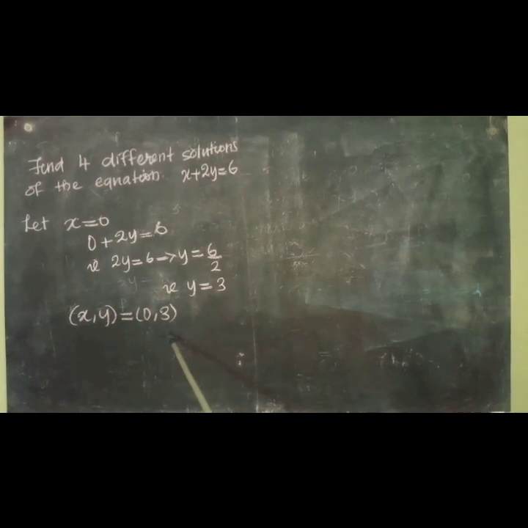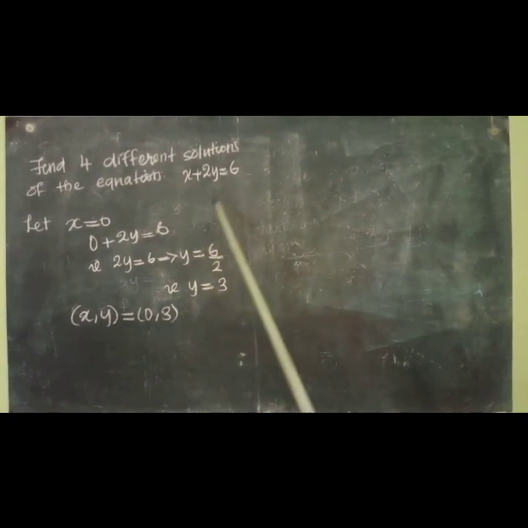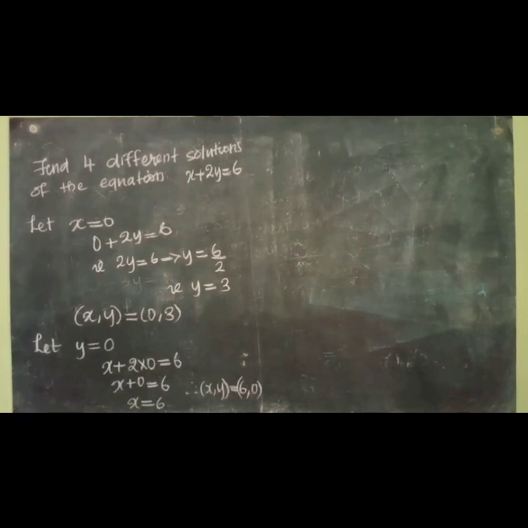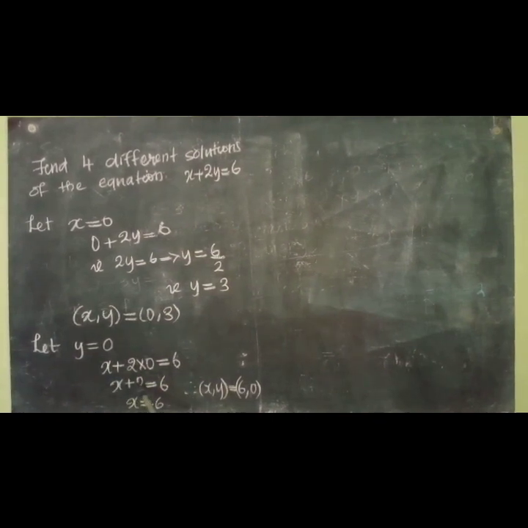Now let us give three more values for one of the variables and find the value of the other variable. Now let us try y equal to 0. If we give y equal to 0 in this equation, we get x plus 2 into 0 equal to 6. That is x plus 0 equal to 6. We got x equal to 6. So we can write it as the ordered pair (x, y) equal to (6, 0). The value of x should be first, the value of y second. Now let us try another value.